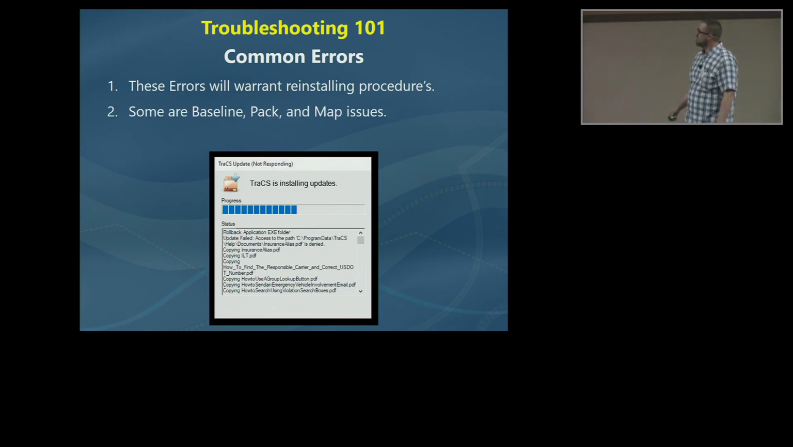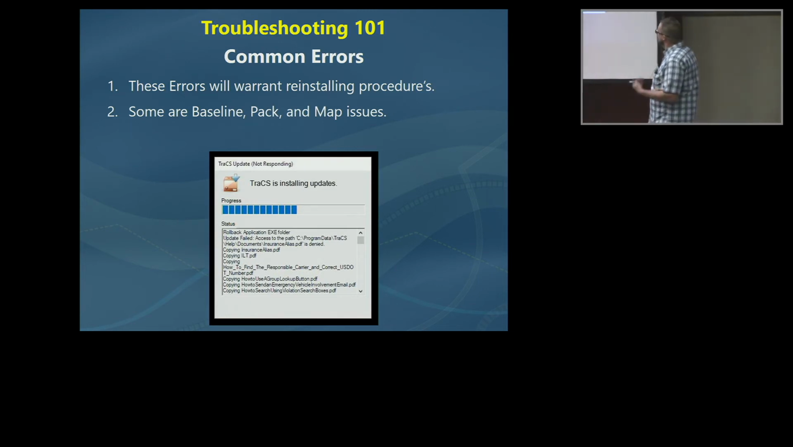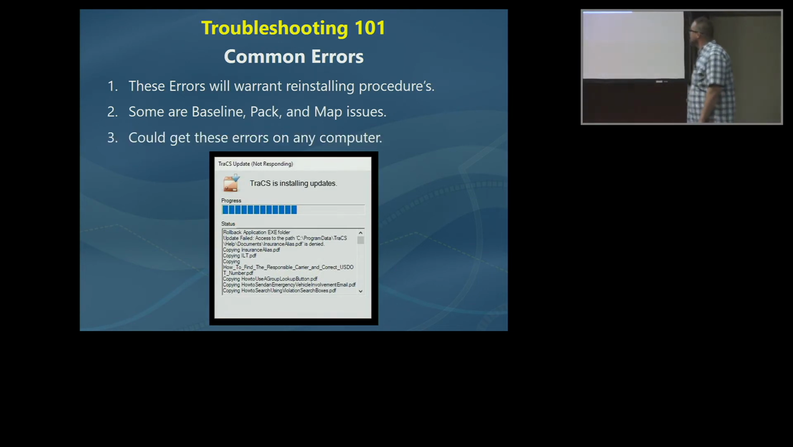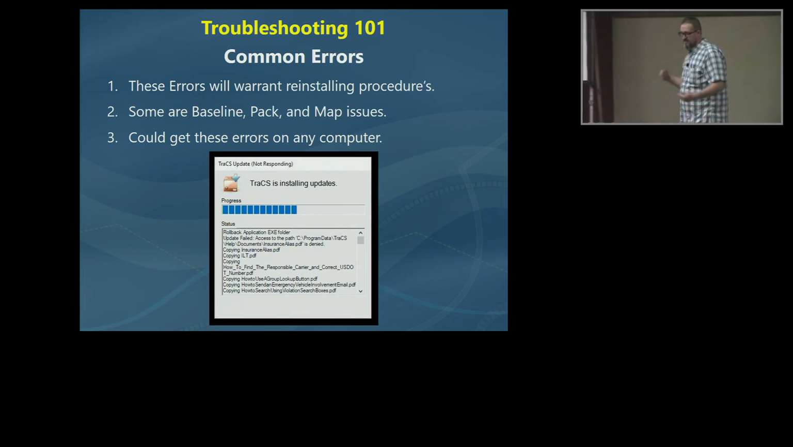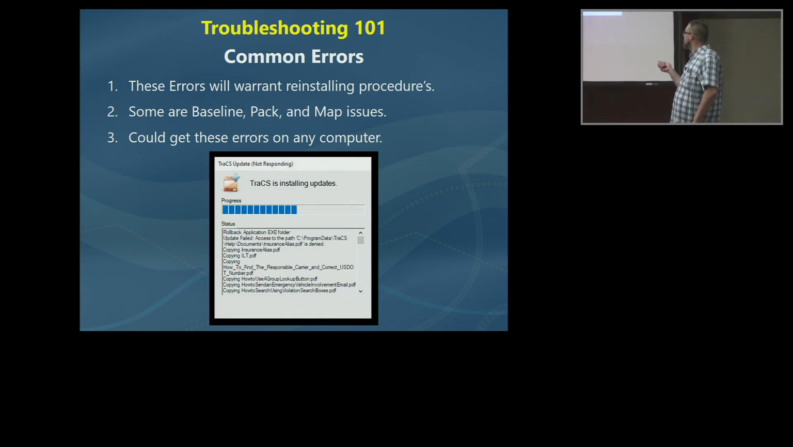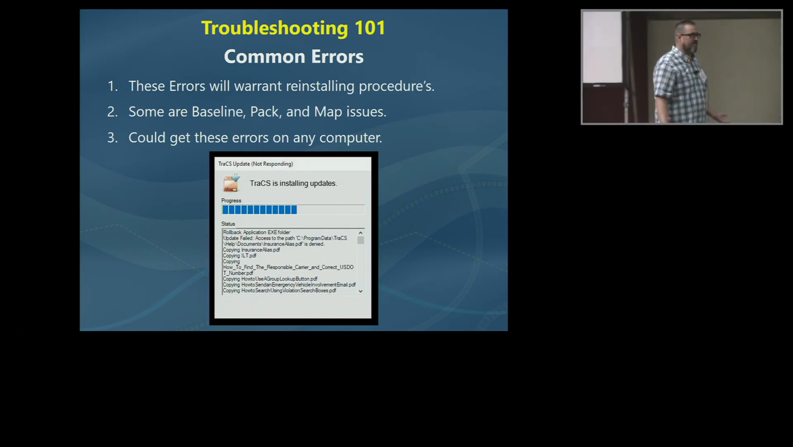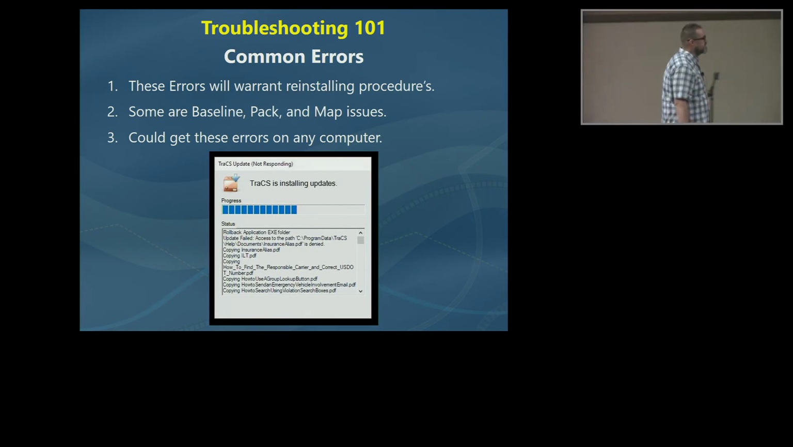So sometimes this is a baseline issue. Sometimes this is PAC, and sometimes it's map. You get different errors in here. Instead of program data tracks help, it might say program data tracks mapping. Well, that's a good clue that we have to do the map again. That's what's causing this issue.